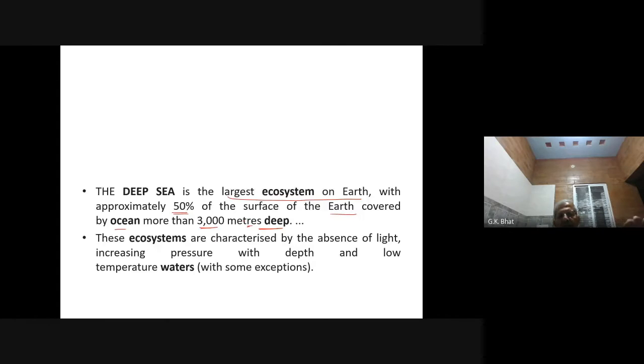Beyond 500 meters of depth, light won't penetrate. These ecosystems are characterized by absence of light, increasing pressure with depth, as you go deeper and deeper, more and more pressure, and low temperature water with some exception. Here and there, you come across hydrothermal vents, otherwise low temperature water.